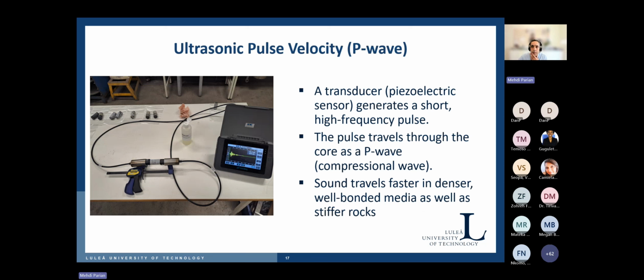Then we have UPV, which measures how fast ultrasonic or sound wave pulses travel through the material. The system that we see here is mostly based on the P wave. We can also have the S wave or surface wave, but it's not very relevant for core characterization. The principle is based on the material itself, and the velocity that we get with UPV depends on the material's elastic properties, plus the density, and whether you have cracks or deformation inside the rocks.